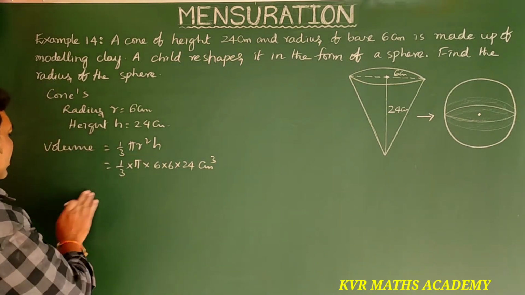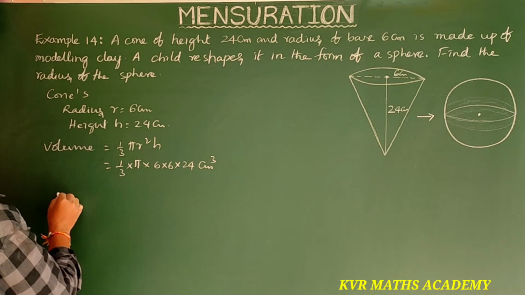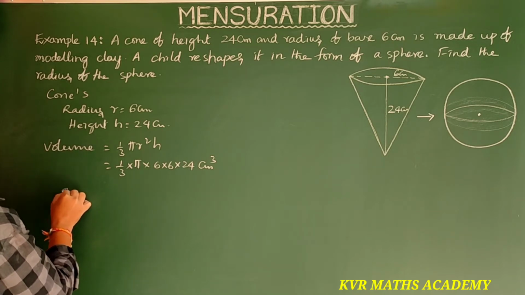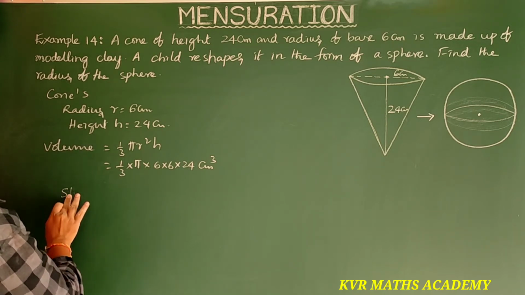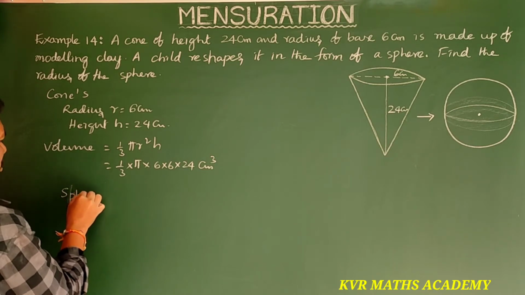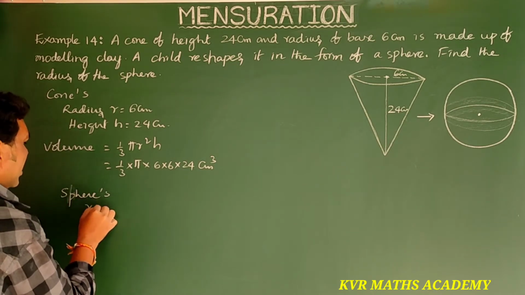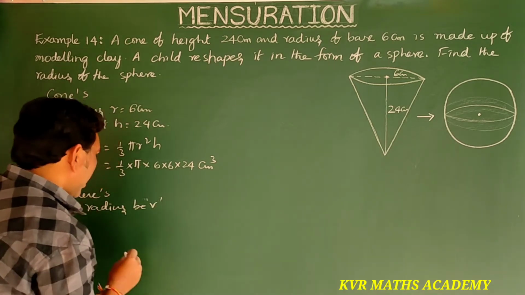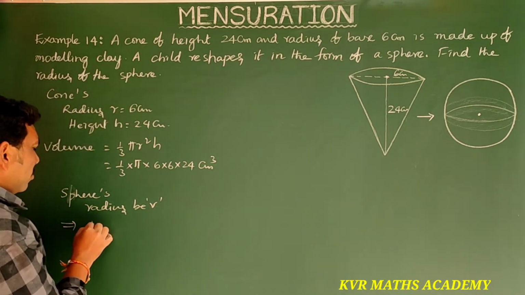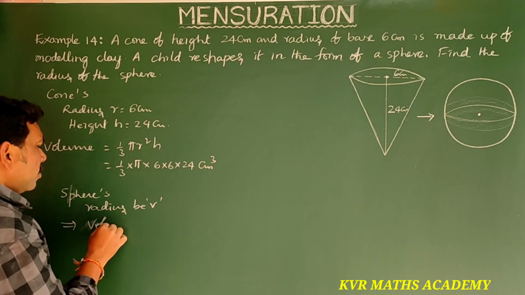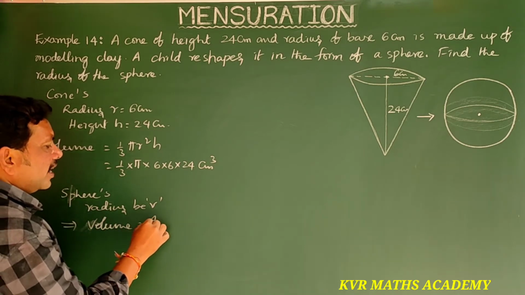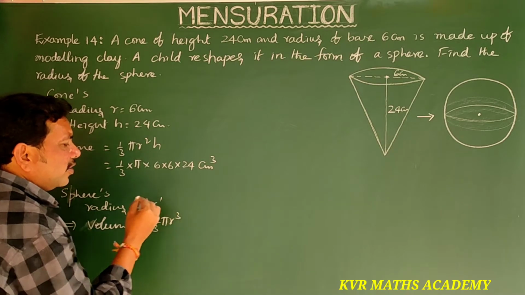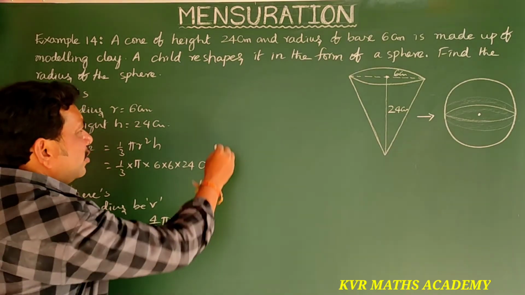Next, the sphere. Radius r, that implies its volume is equal to, what is the formula? It is 4 by 3 pi r cube. 4 by 3 pi r cube.